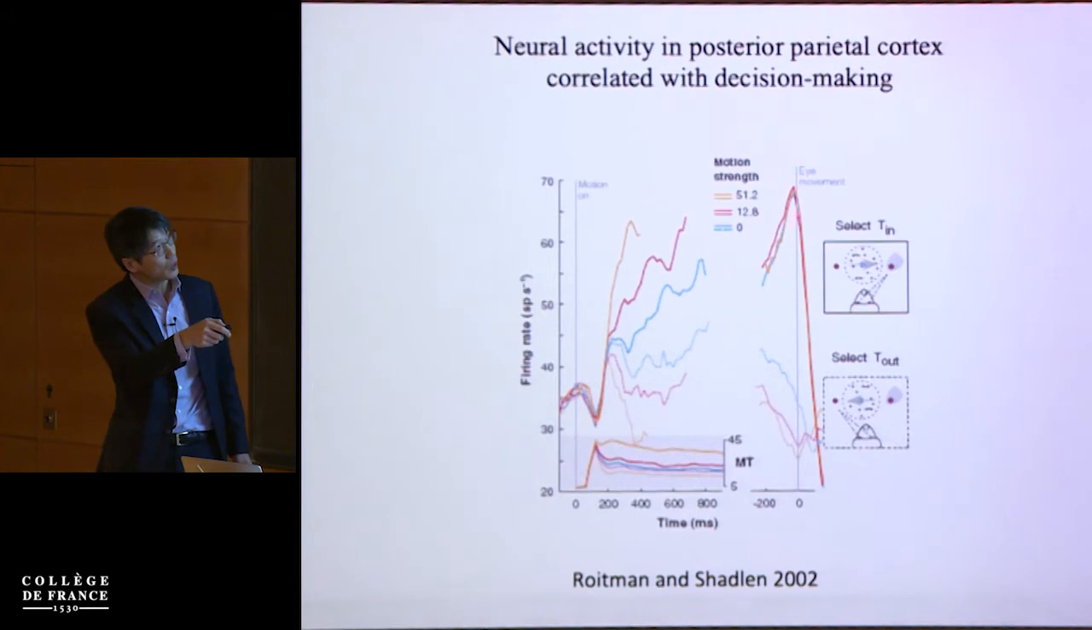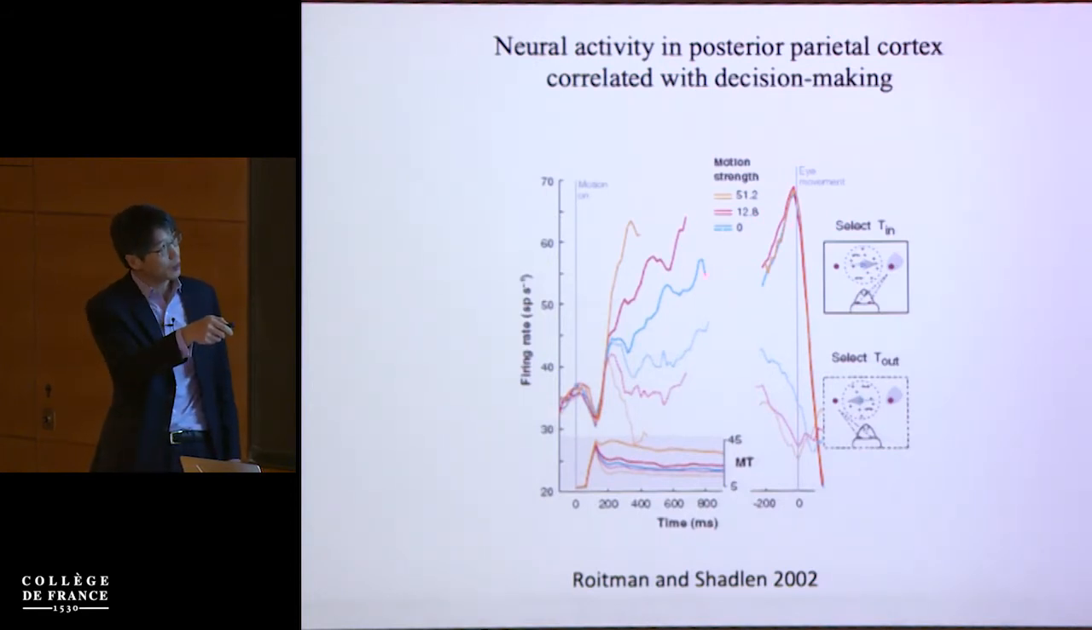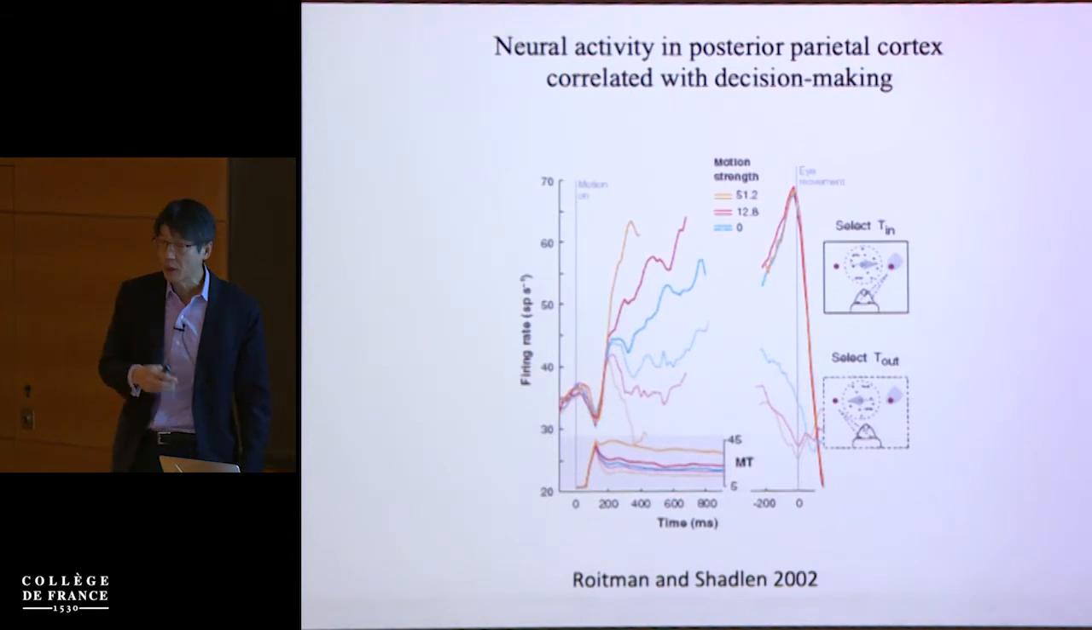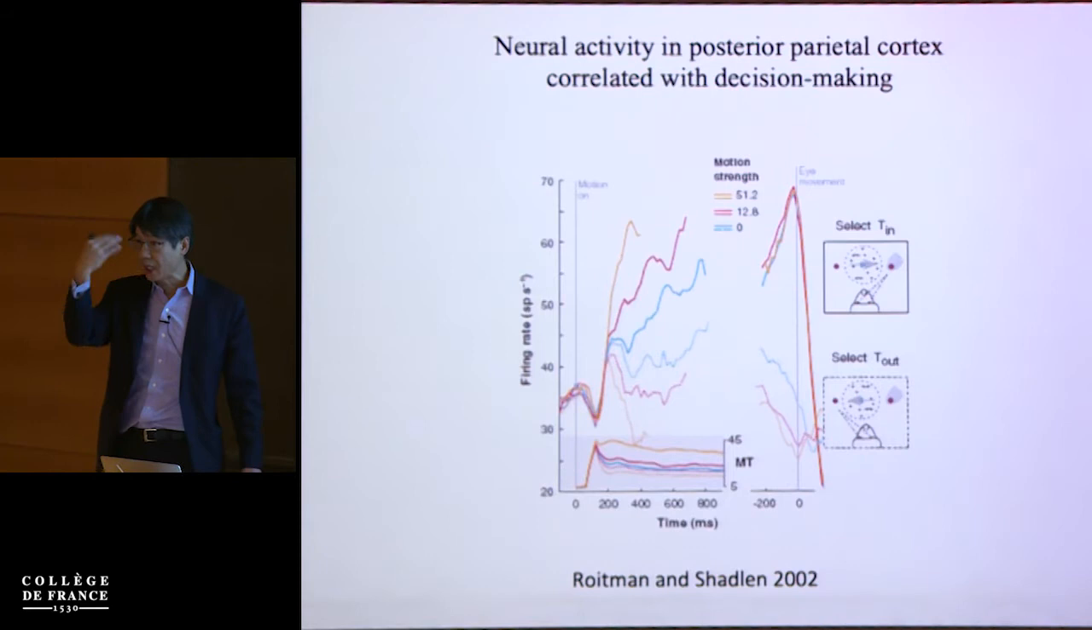Secondly, even with motion strength 0, there's no correct choice. And yet, you see that the activity is different depending on the monkey's decision. A would correspond to this one, B would correspond to the other one. That means that the neural signal you see is no longer reflecting the actual stimulus, but the animal's subjective choice.